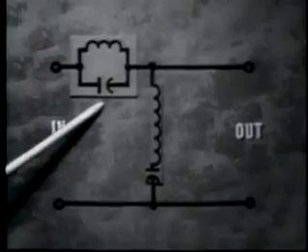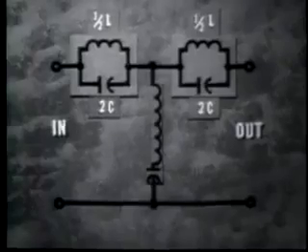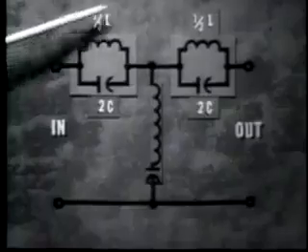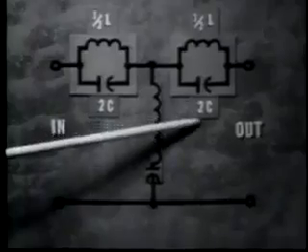The basic L section band reject filter uses a parallel tank in the series position. To form a T section band reject filter will require 2 parallel tanks in the series position. Notice how total circuit inductance and capacitance are maintained by placing half the series inductance in each tank and twice the series capacitance in each tank.